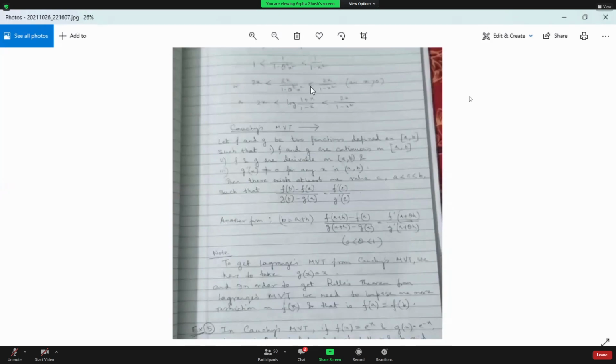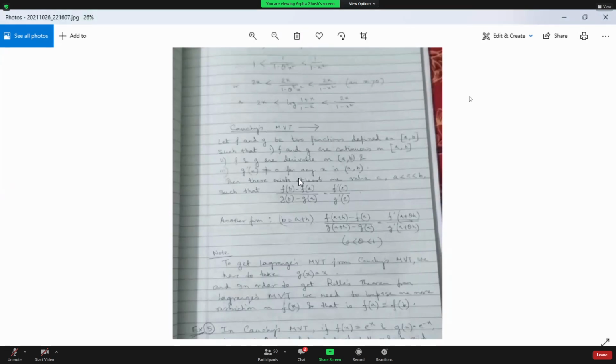Now 2x by 1 minus theta square x square is nothing but log of 1 plus x by 1 minus x. Therefore, 2x less than log of 1 plus x by 1 minus x less than 2x by 1 minus x. And that was what we had to prove. Is it clear? Yes, ma'am.